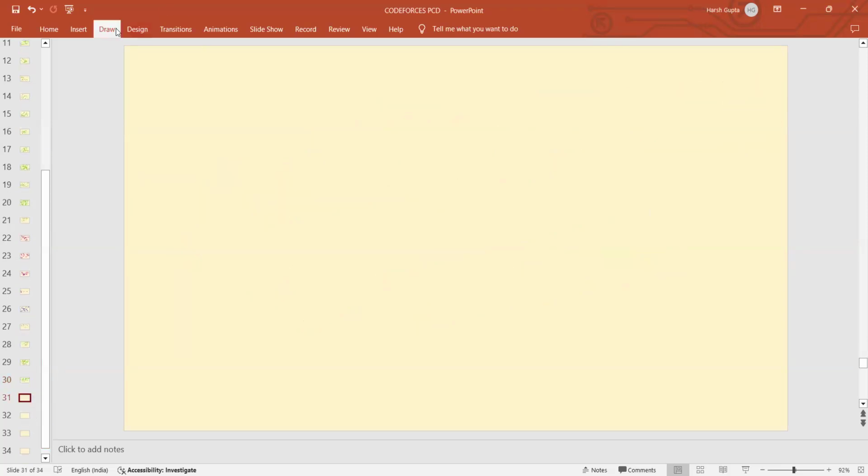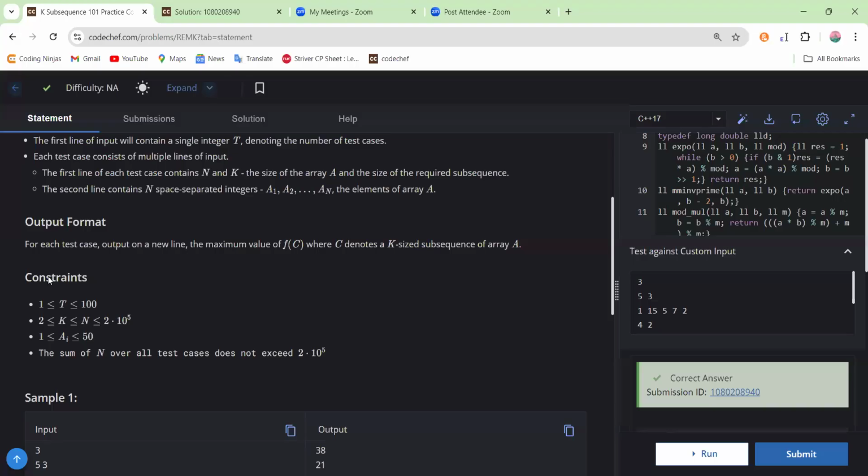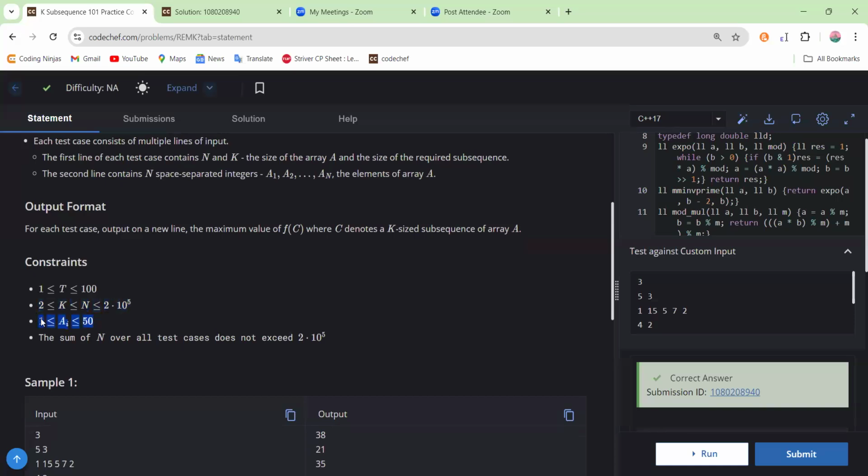While I was solving it, at the start I was even a bit confused, but then I saw this thing: A_i lies between 1 to 50. So I thought that there must be something related to this. We are given that A_i is 1 to 50 only, so there must be something related to this only.